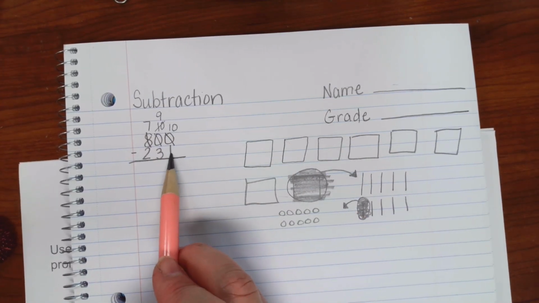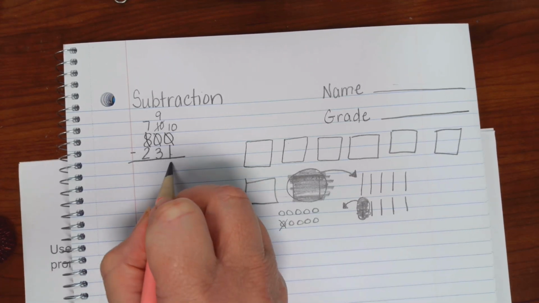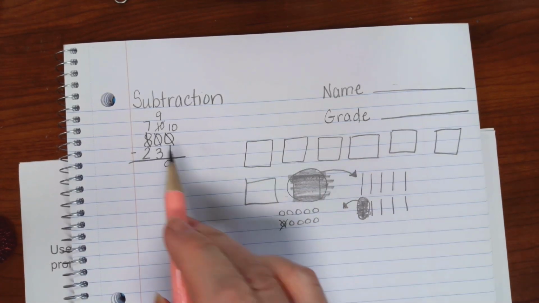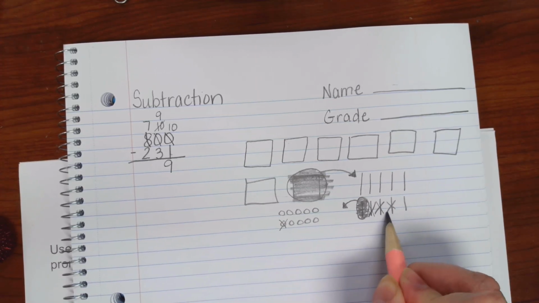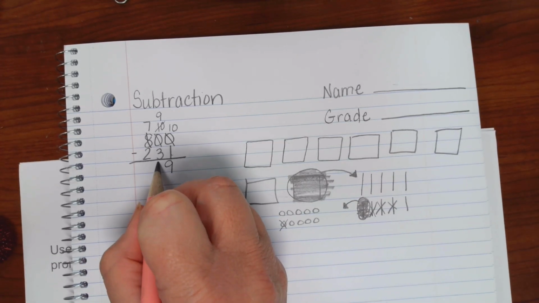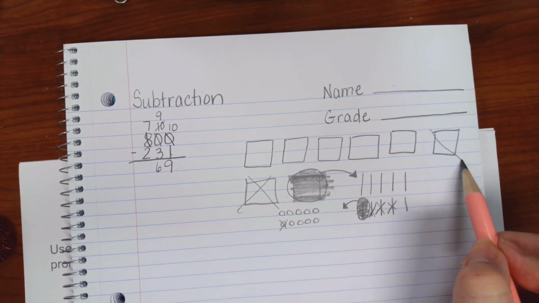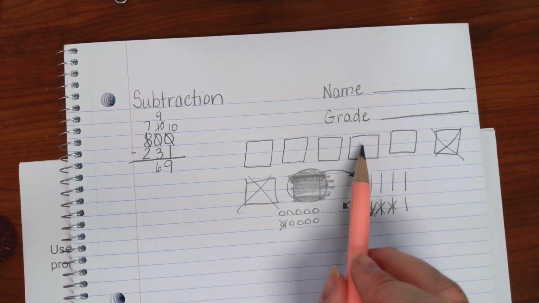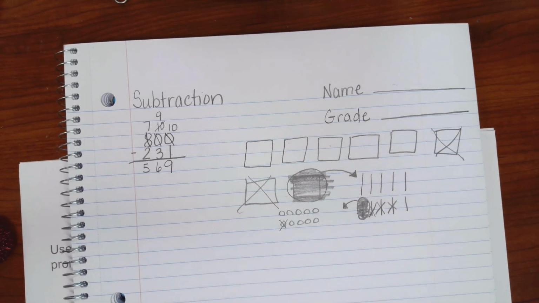Now I can take one away. If I take one away, I know I have 9 left. I can take 3 away. 1, 2, 3. I know I have 6 left. I can take 2 away. I know I have 1, 2, 3, 4, 5. I know I have 5 left. So my answer would be 569. Again, this is one strategy that we use.